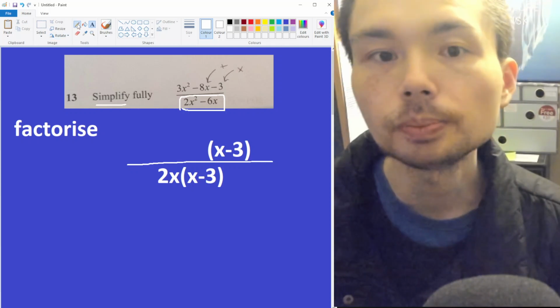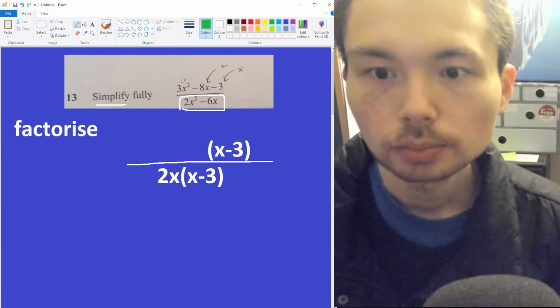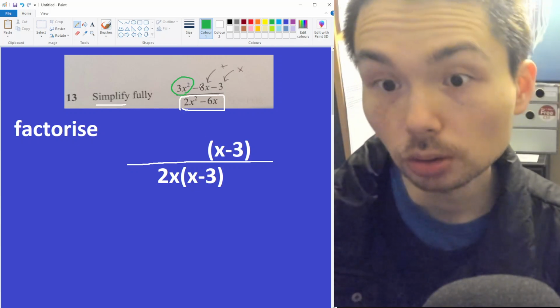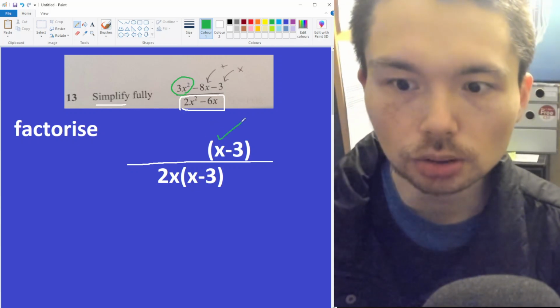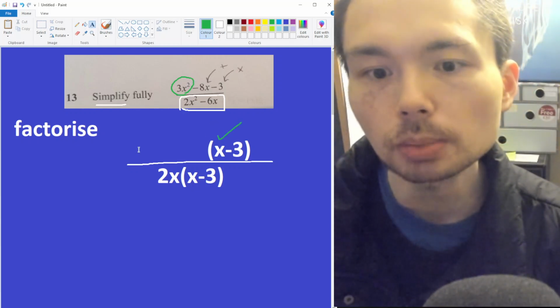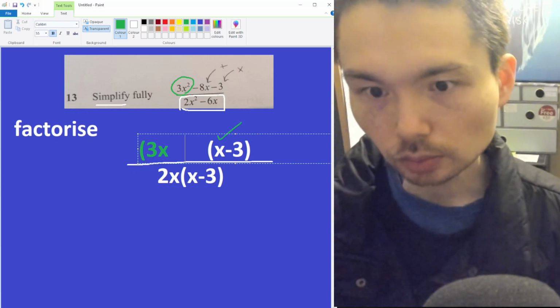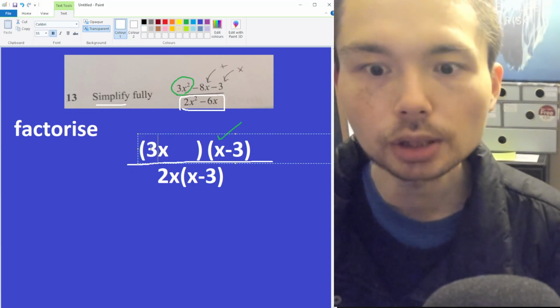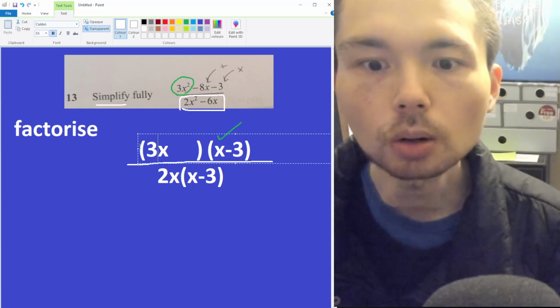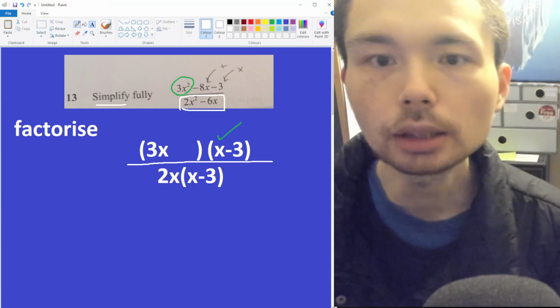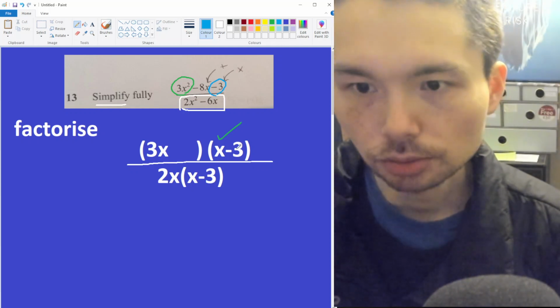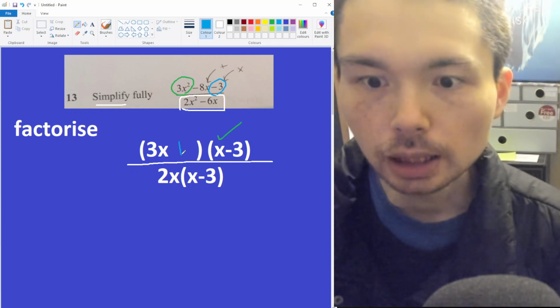Look at the first term. This is the term to focus on. What times what will be 3x squared? Well, x is already here, so the other term must be 3x. It must be 3x here. Put that in white. And now we look ahead. The number 3. Minus 3 times what will be minus 3? It will be plus 1.